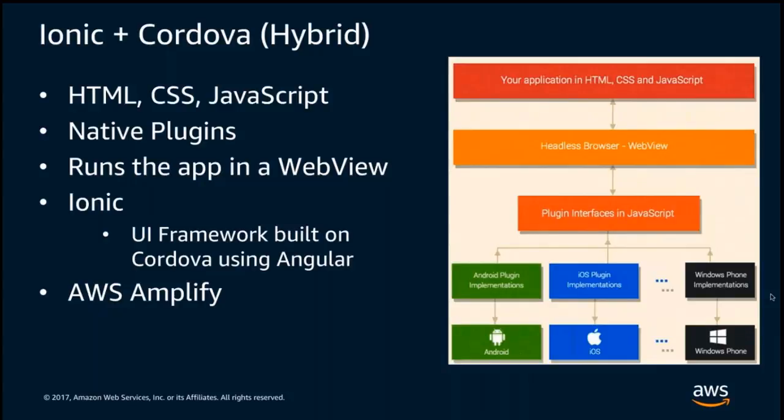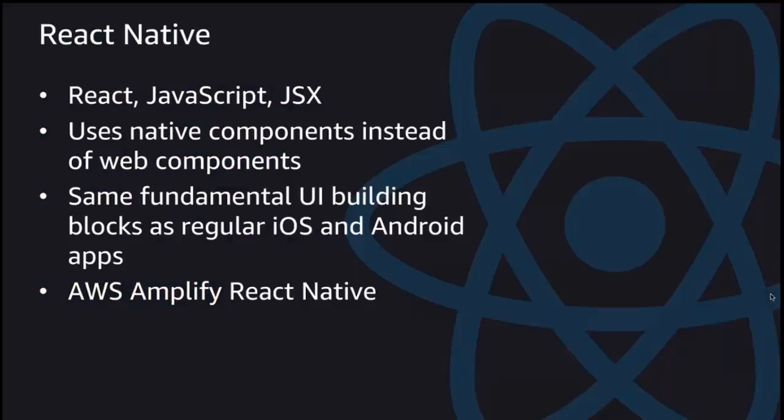The Ionic app will run in a web view, so that's essentially a Chrome browser or an iOS Safari browser that's running in a native app, and it's running essentially a website and communicating with the native platform via some sort of JavaScript bridge. Ionic, again, is just a UI framework, and it's built on Cordova, and it uses AngularJS for its programming framework. And with Ionic and Cordova or any JavaScript, you can use AWS Amplify to talk with the backend AWS environment in a declarative way.